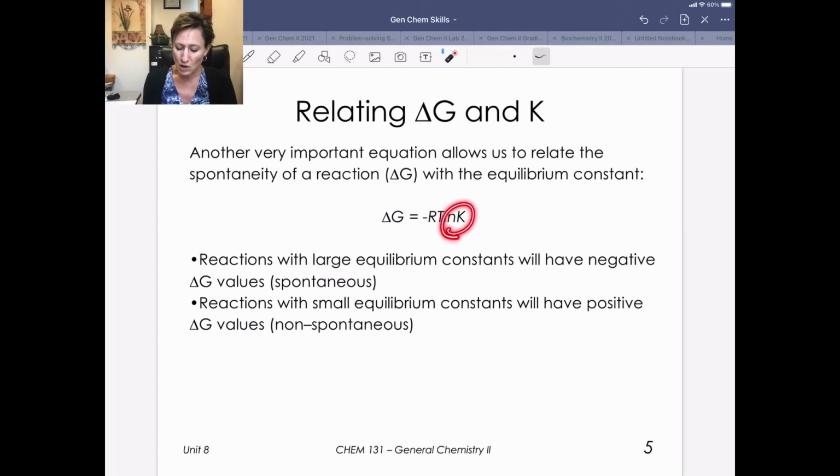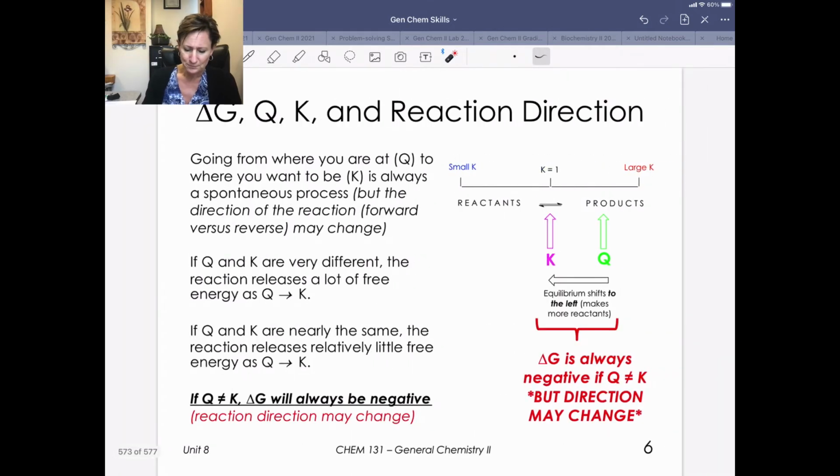If we have a very small equilibrium constant, we're going to lie on the reactant side, and we're going to have a delta G that's going to be positive. Okay, it's going to be non-spontaneous, and that kind of makes sense. We're non-spontaneous. We don't make product. We're living on the reactant side.